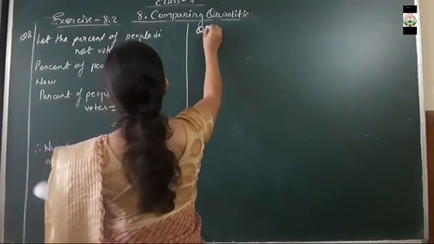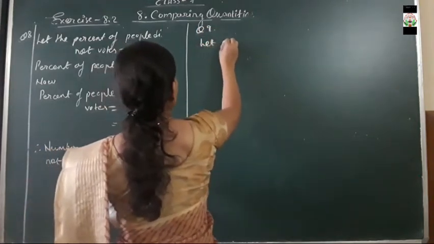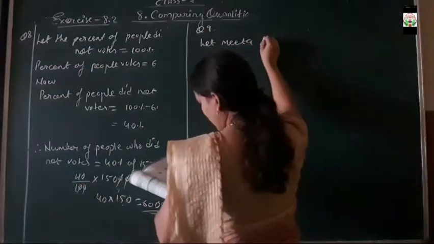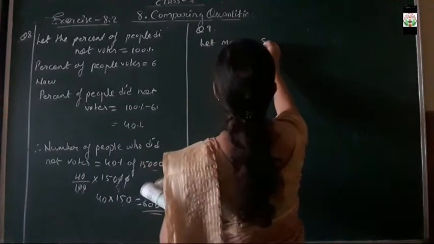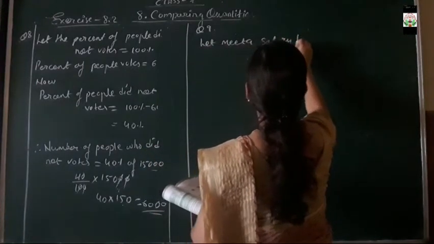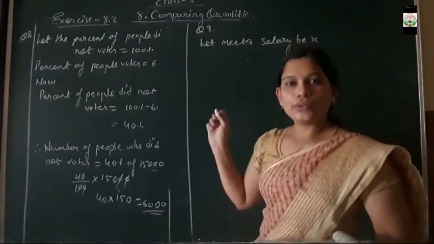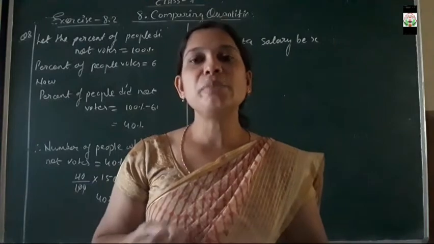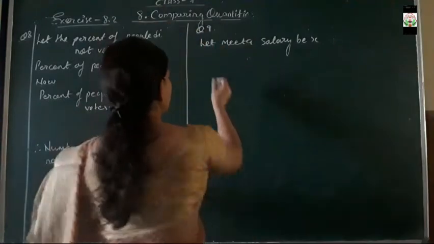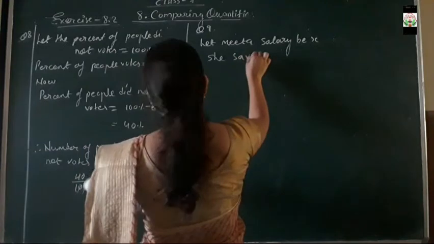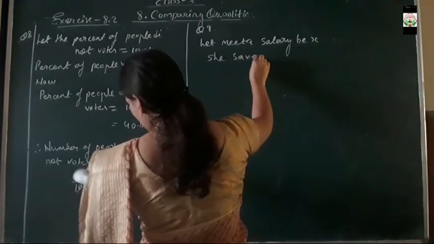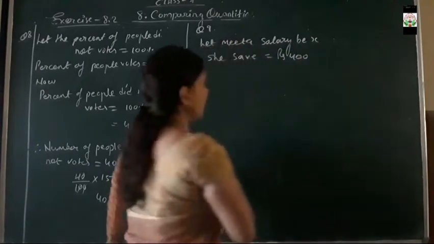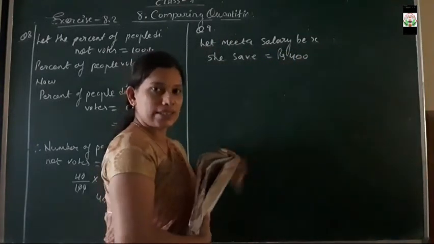Question number 9. Let Meeta's salary be x. Here we are going to consider Meeta's salary. Let it be x. Now she saves how much money? From the question, she saves rupees 400 from her salary.